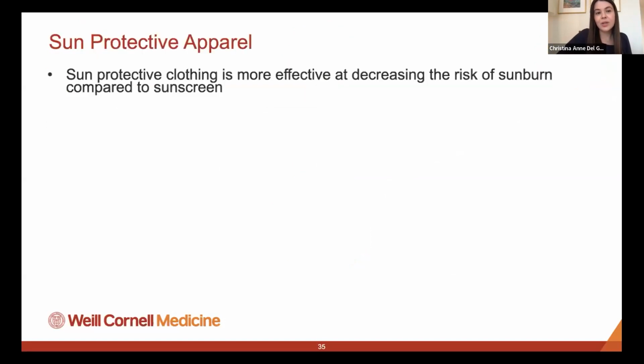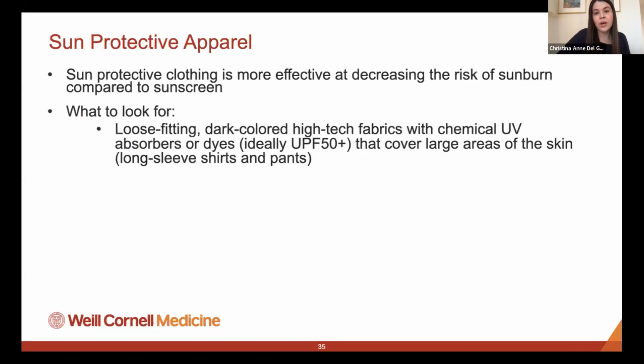And then sun protective apparel is one of my favorites, and it's more effective at decreasing our risk of sunburn than sunscreen is. The reason is clothing is constant. It doesn't require reapplication, and the protection level doesn't decrease with time over the course of wearing it in one particular day, unlike sunscreen. So I always encourage my patients to really heavily rely on UV protective or sun protective clothing.